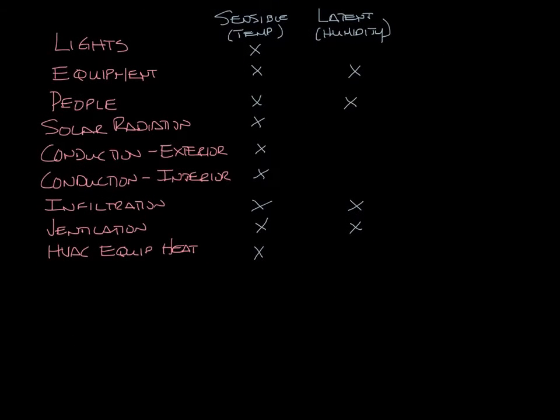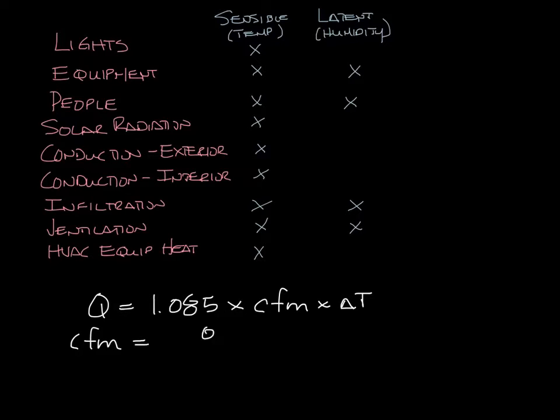In the last podcast, I talked about the load equation. So Q equals 1.085 times CFM times delta T. So you can calculate how much airflow you need once you know the loads, Q. So CFM equals Q divided by 1.085 times delta T.